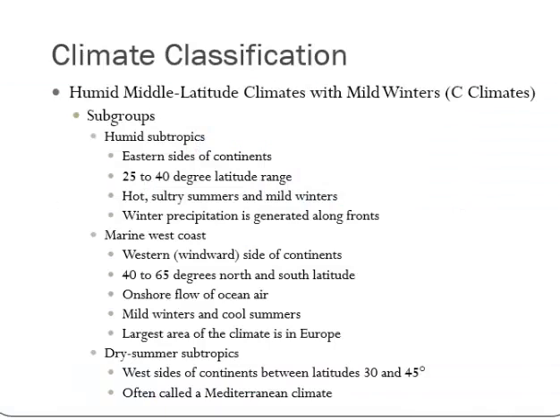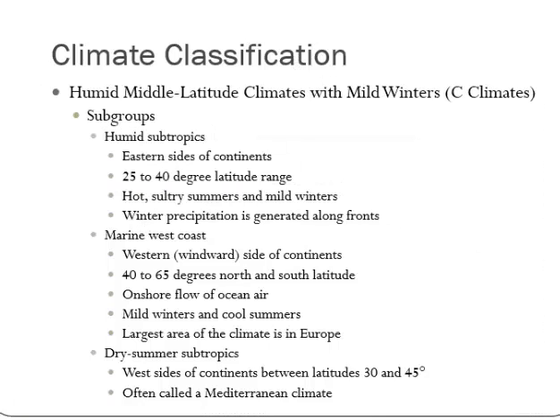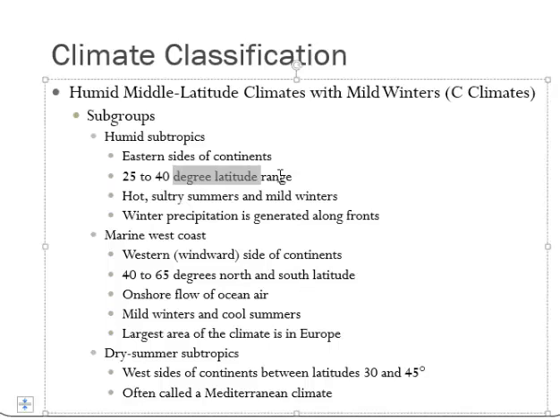And next, in terms of climate classification, we have the humid. That takes care of the dry. Now let's look at the parts that are more wet. You have humid subtropics, which are on the eastern sides of the continents. The thing that distinguishes them is that they have hot summers and mild winters. Again, southeast part of the United States, about 25 to 40 degrees latitude.